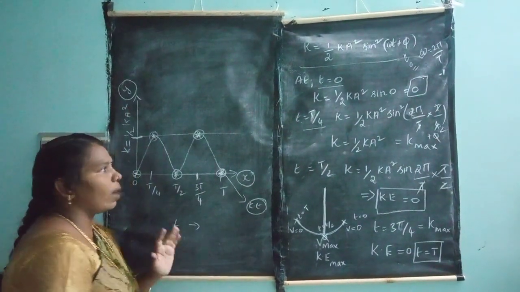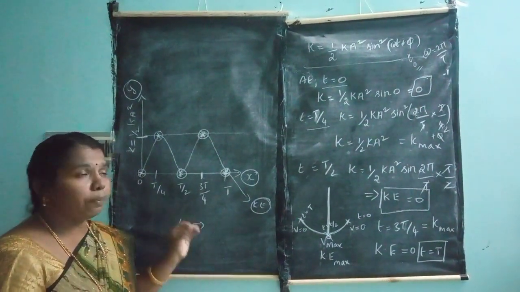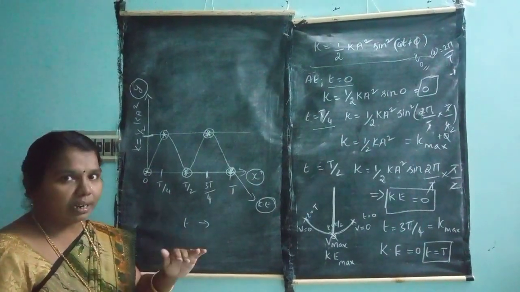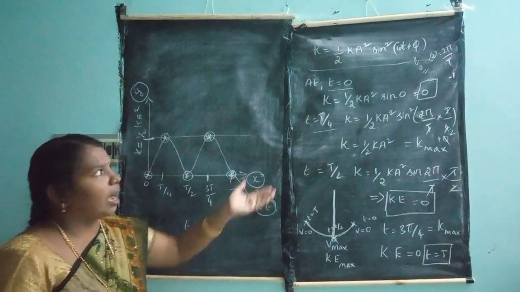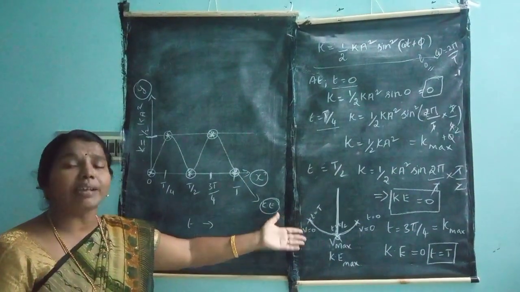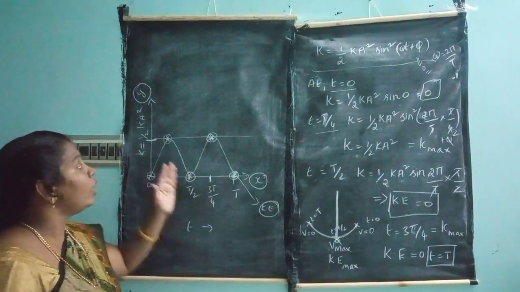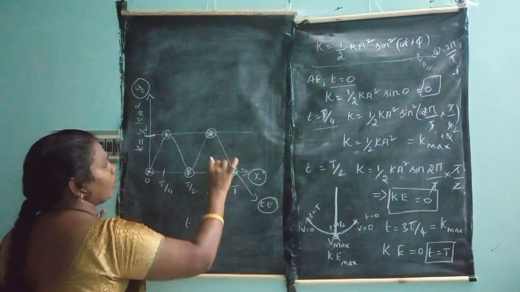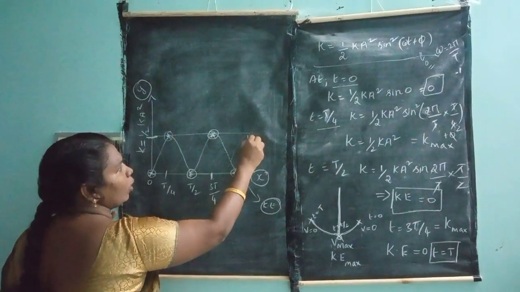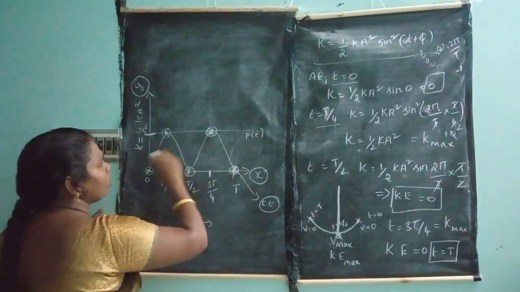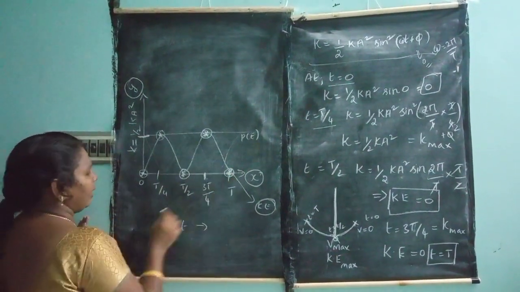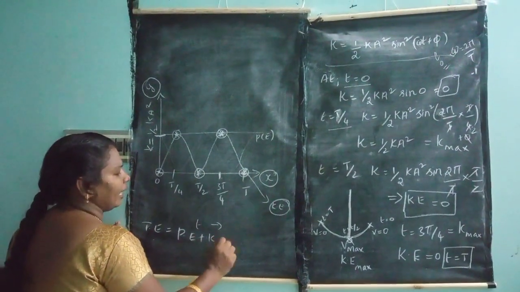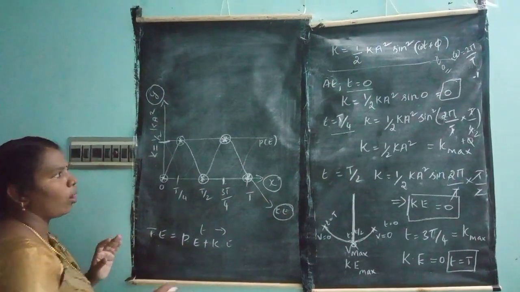I hope, students, you understand the kinetic energy in simple harmonic motion. In the next classes we are going to see what the potential energy is and how the potential energy changes according to the corresponding points, and you can draw the same diagram. The plot looks like this, and it is denoted by the potential energy term. The total energy is equal to potential energy plus kinetic energy. So this is the graph you have to draw in the next topic.